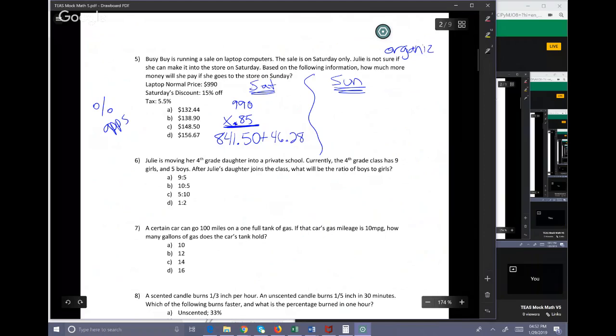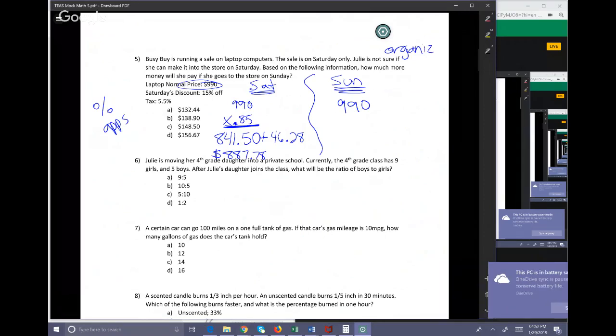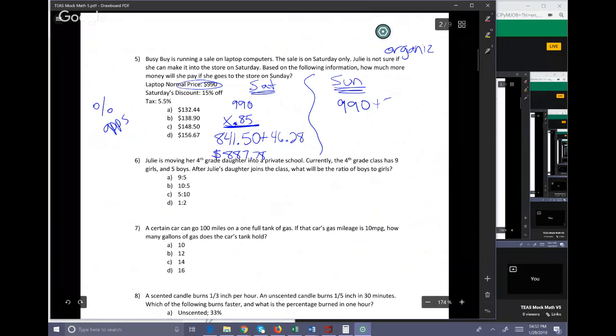I then have to calculate what the tax amount is, and it turns out to be $46.28. So I add those two numbers together, and I find out that if I buy this on Saturday, it's going to cost me $887.78. On Sunday, all I would have to do is take the $990, again the normal price, and multiply it with the tax, and that's basically the last thing I would have to do. And so what I'll find out is that the tax is $54.45.